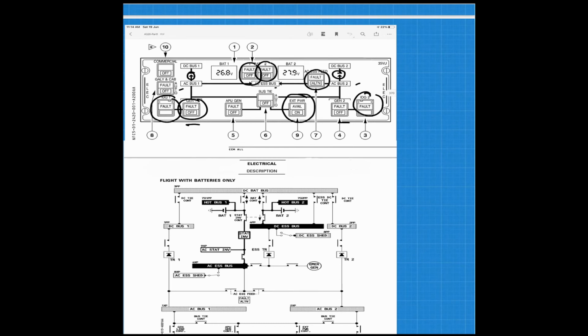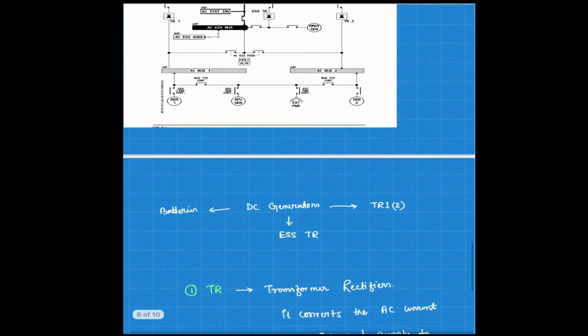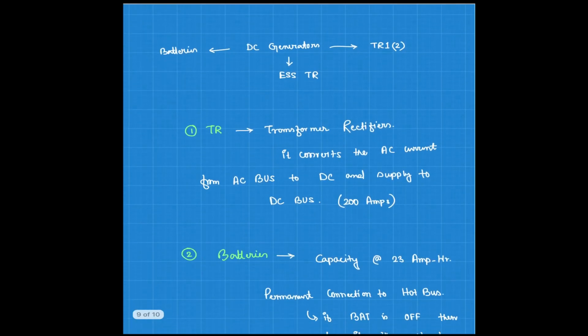Okay. The galley switch is basically used for the galley powering, and the commercial switch is basically used for entertainment or things like that. So this is all about the system, and this is the whole description of the system that I have said earlier.